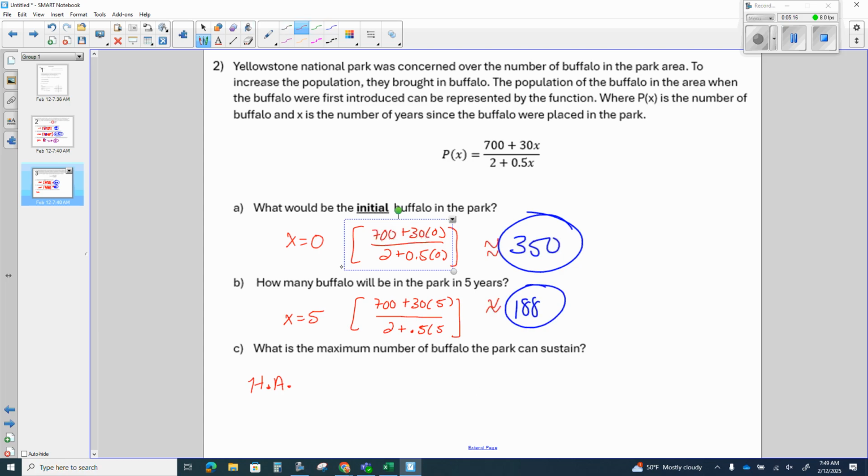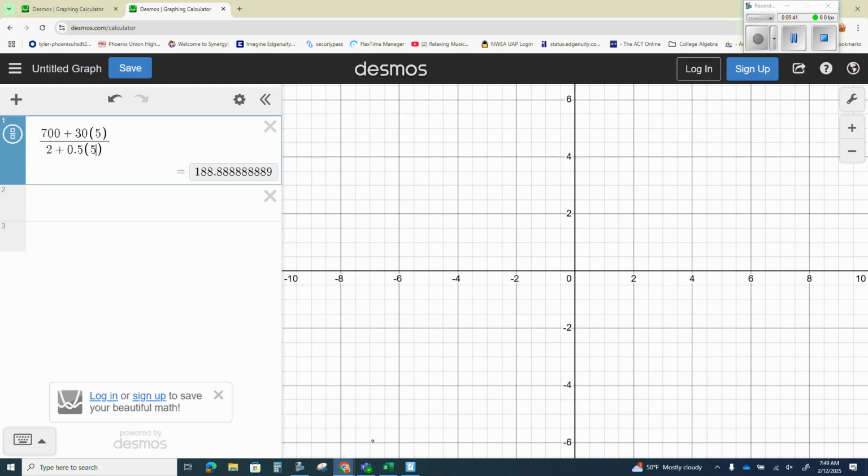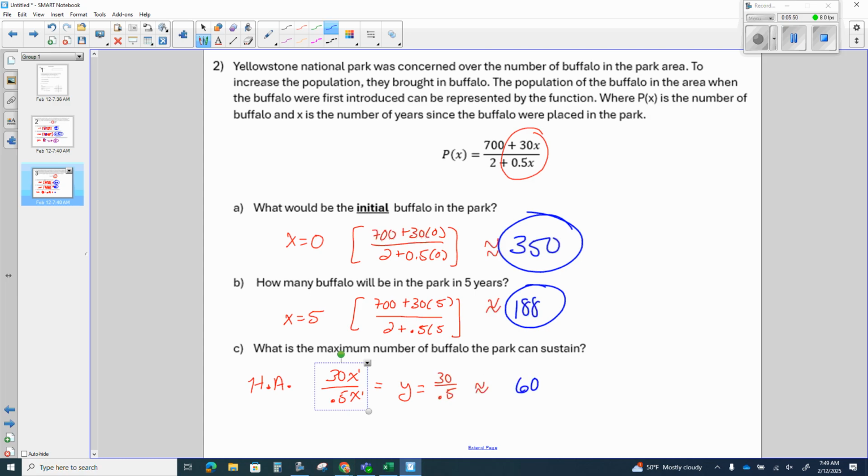And then when it deals with the horizontal asymptote, again, we're looking at our leading coefficients. In this case, that's where the x's are, and we have 30x over 0.5x. Again, we have matching degrees here. They're both 1. So our answer is going to be 30 over 0.5. And then, of course, I'm going to use my calculator to get my approximations. So 30 over 0.5 gives us 60. That's a nice whole number, so we can go ahead and say 60. We have 60 buffalo max before they start dying off, or it kind of gets into a cycle.